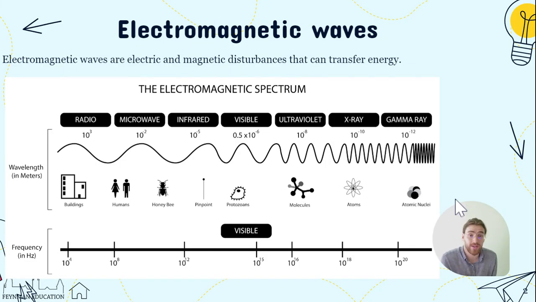So we know that waves are a transfer of energy. Electromagnetic waves are electric and magnetic disturbances that transfer this energy. So it has electric as well as magnetic properties, and that's why we call it electromagnetic. As we can see here, it's a transverse wave, meaning its oscillation is perpendicular to its motion. It has a crest and it has a trough.